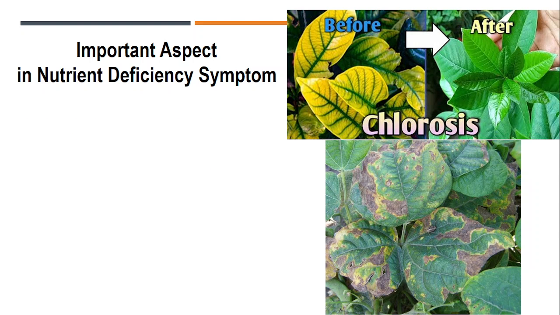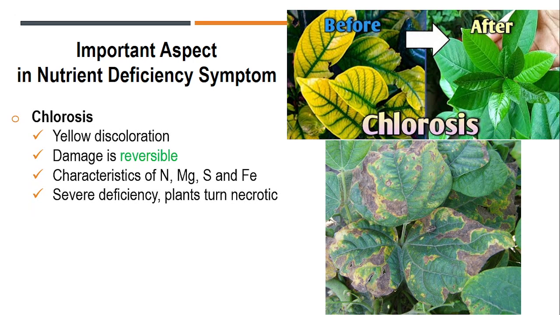Okay, for nutrient deficiency symptoms, there's an important aspect that we need to remember. First one is chlorosis. This chlorosis is the yellow discoloration of leaves and this damage is reversible or pwede siyang masolusyonan. Nag-yellow siya due to lack of nitrogen pero pag nag-supply ka ng nitrogen fertilizer, it can go back as a healthy plant, magiging green yung leaves niya. So this chlorosis is a characteristic of nitrogen, magnesium, sulfur, and iron.